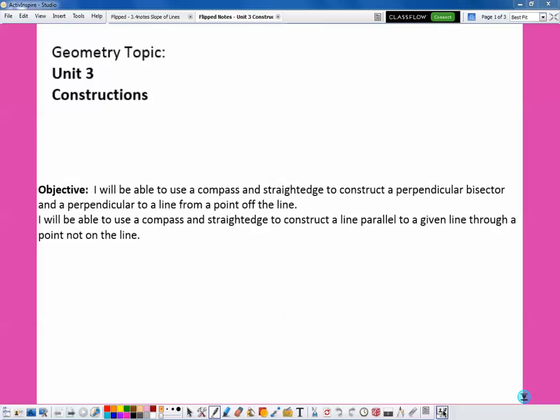Right, today we're going to be doing some constructions. We're going to be looking at perpendicular lines and parallel lines.